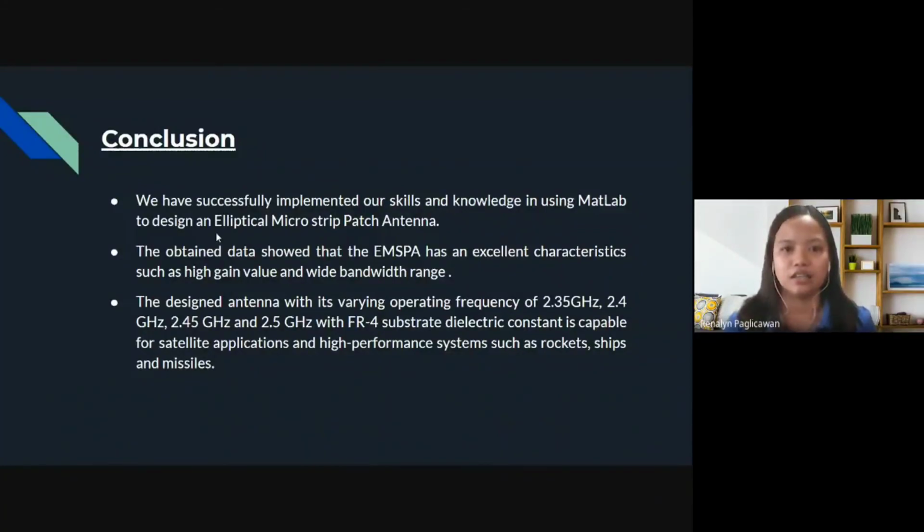Thus, the designed elliptical microstrip patch antenna has the capability of being used for satellite applications and high-performance systems such as rockets, missiles, and ships. Further, this antenna has exact dimensions that act as circular polarized wave radiators. With that, I conclude this presentation.